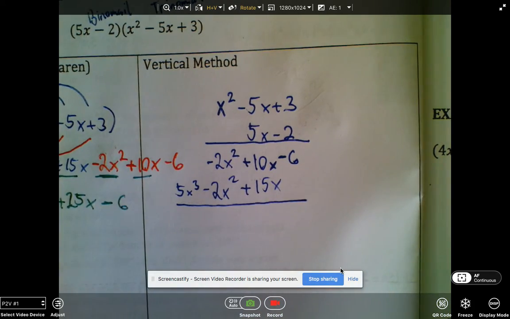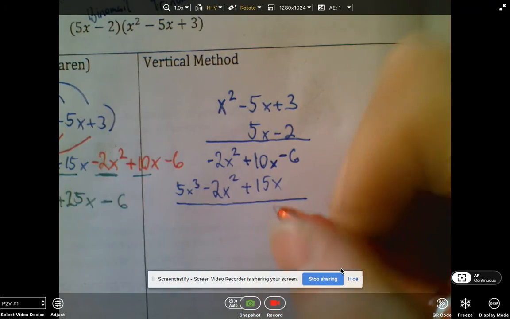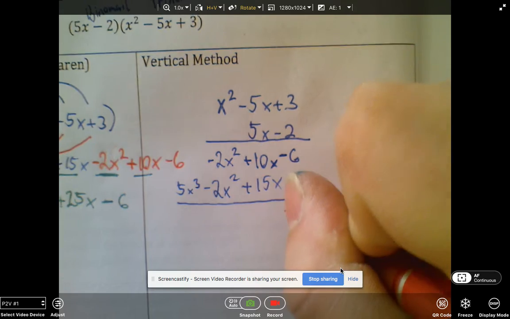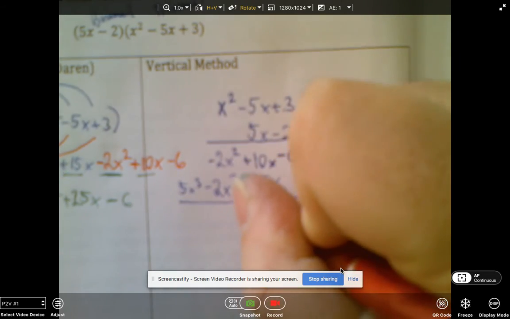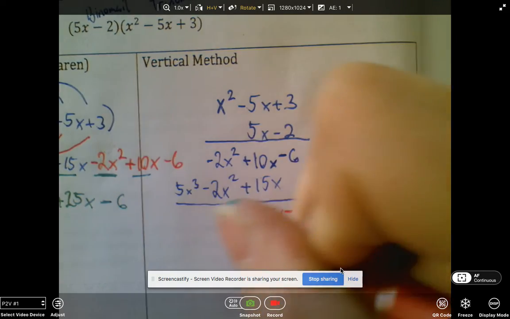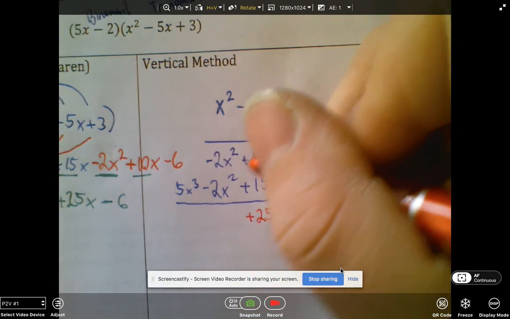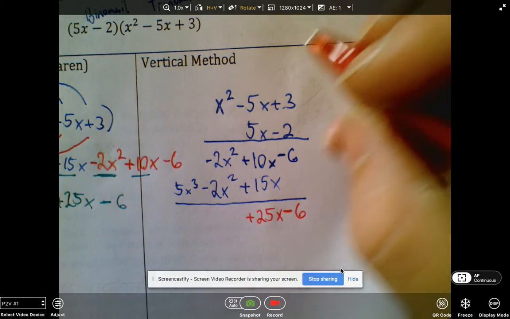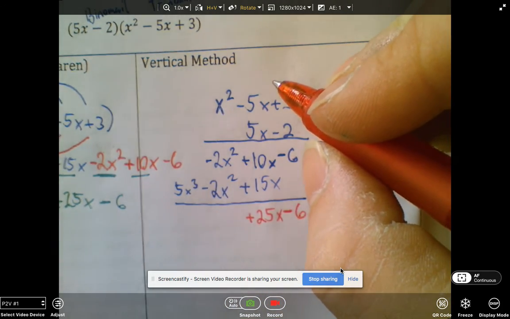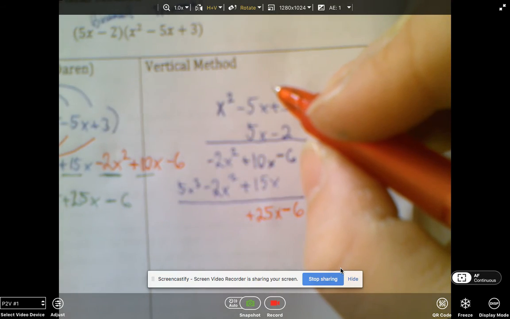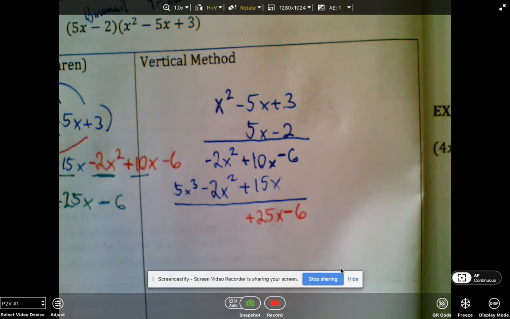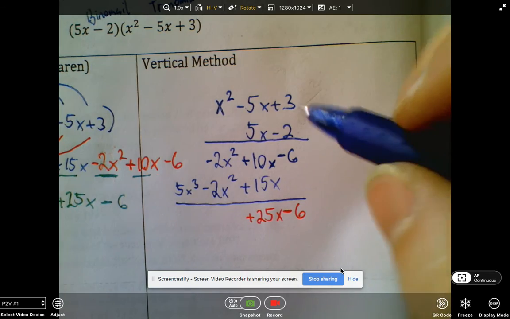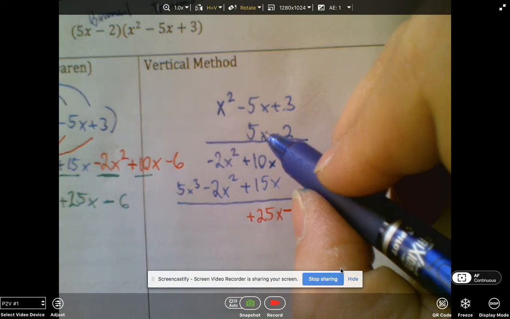So now I add this all up, and you'll see I'll get the same answer as I did before. Negative 6 plus 25x. Hold on, something's going on here. I must have made a mistake. I apologize. I'm doing this on a day with a headache, so that makes a mistake sometimes.